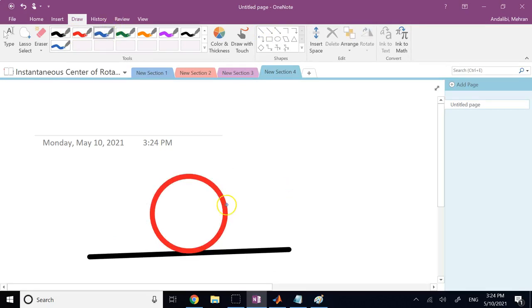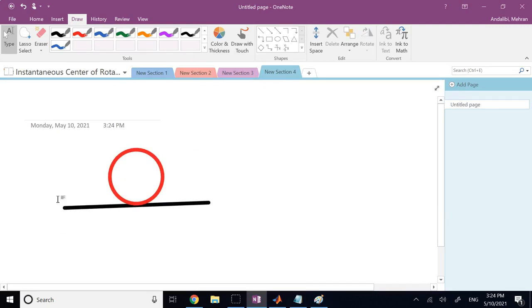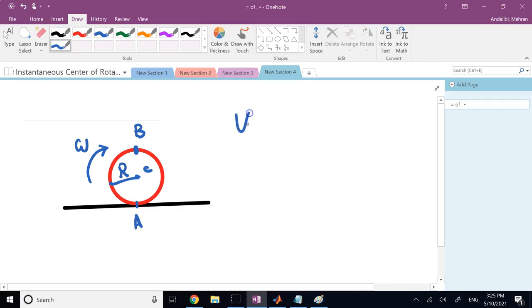And I want to find, let's say, the velocity of this top point, which I would call point B. Here there is this top point B, there is center C, and there is the point of contact A. The radius is r, and the angular velocity is omega. So if I ask you what is the velocity of B, what would you say?